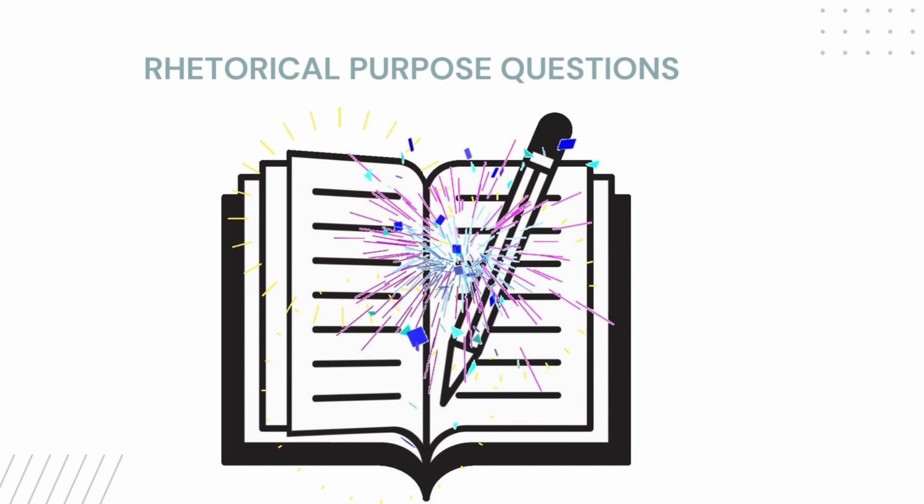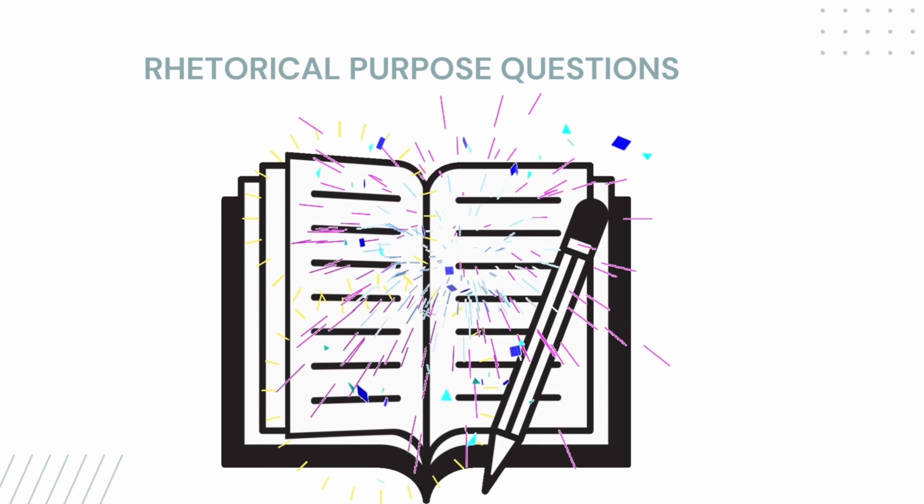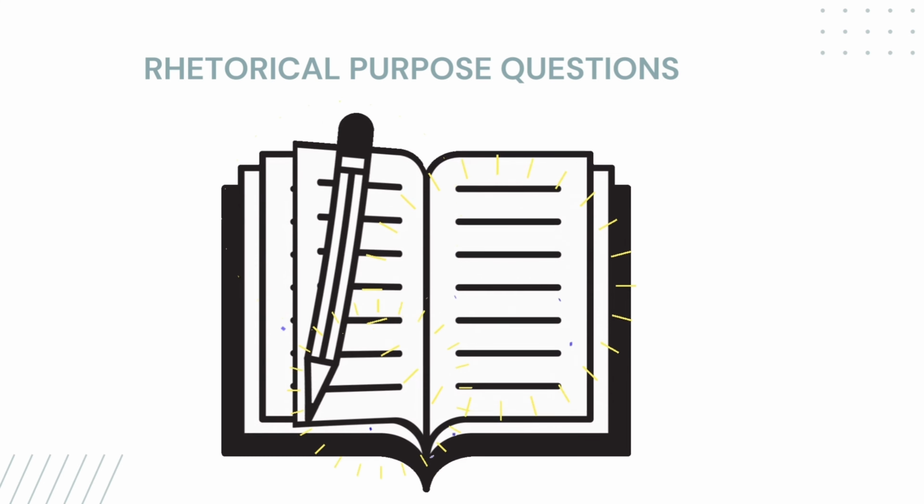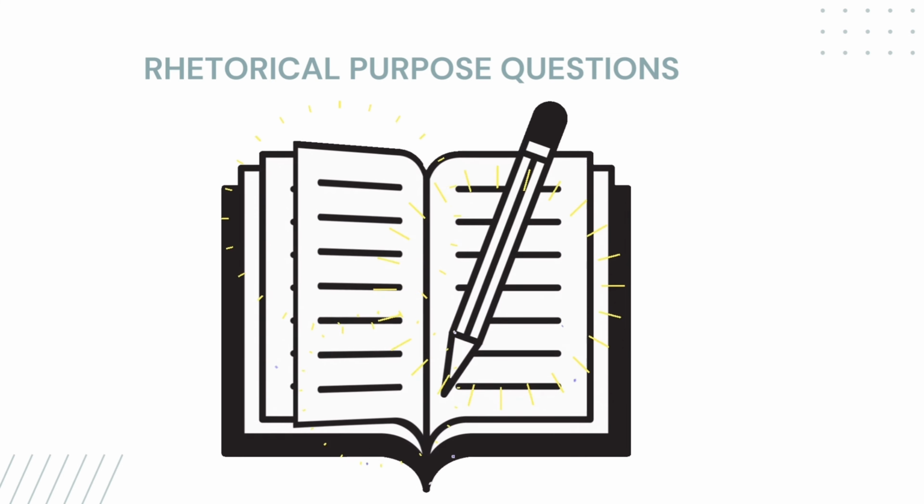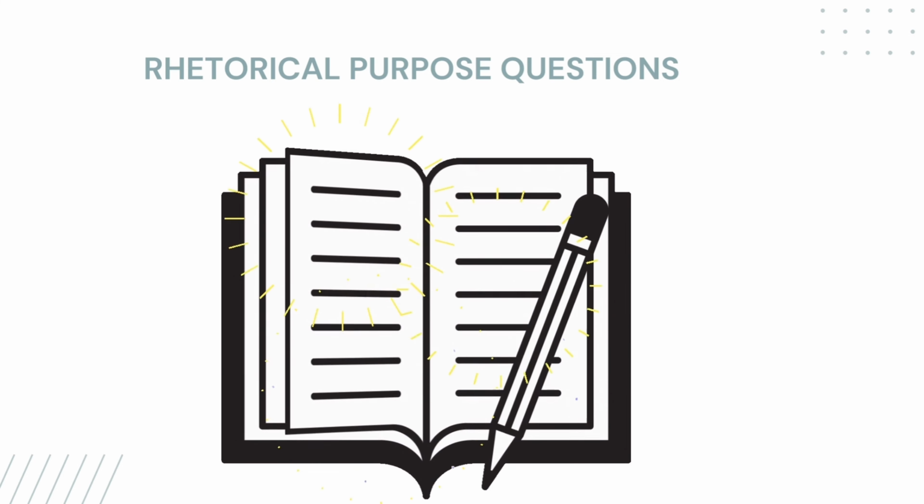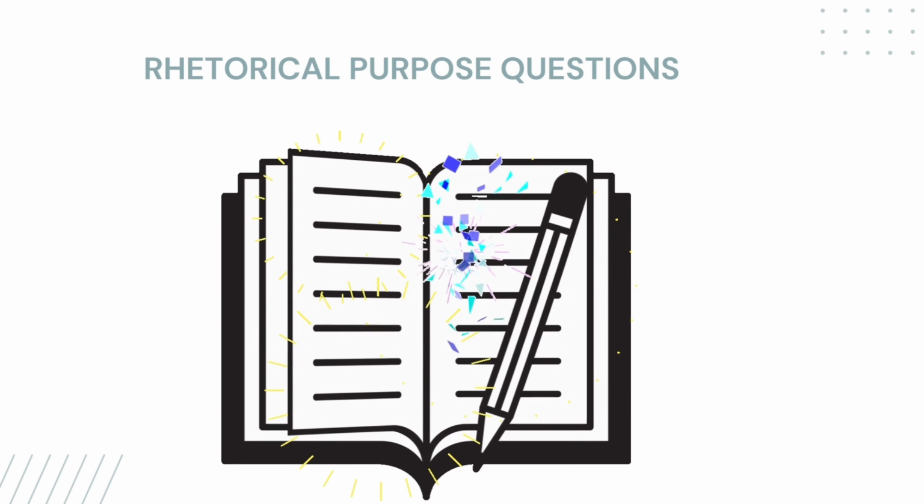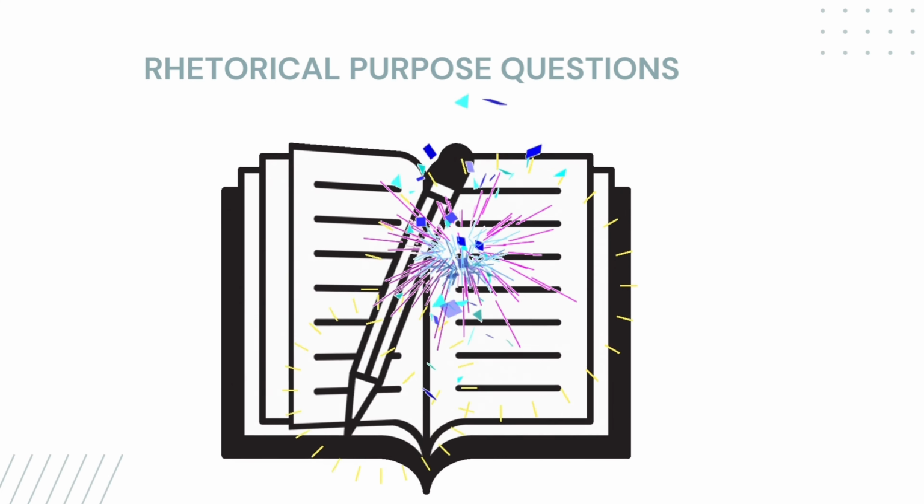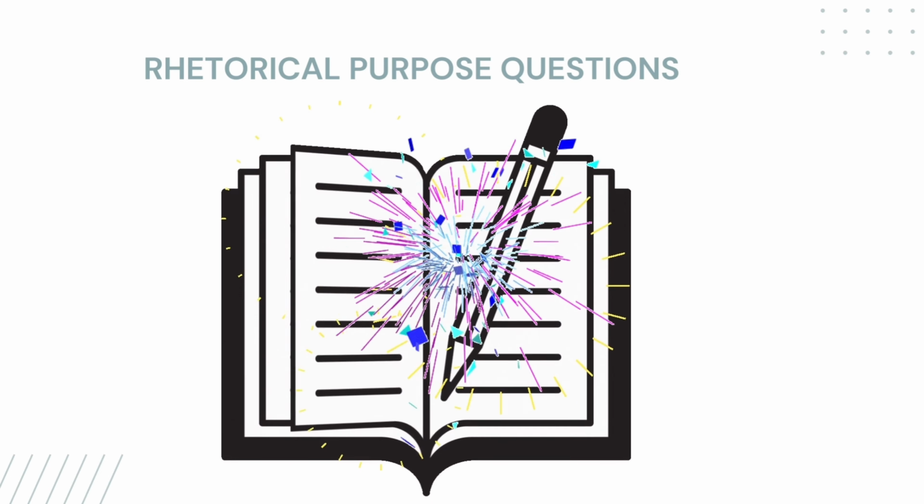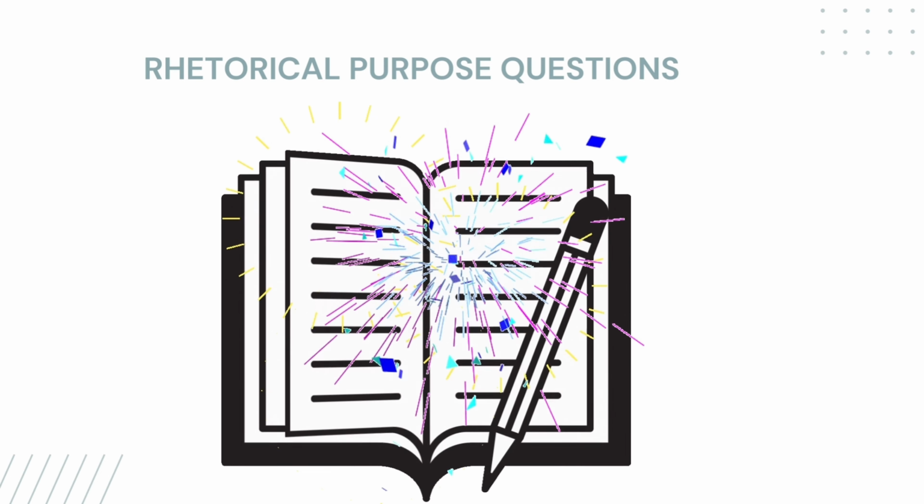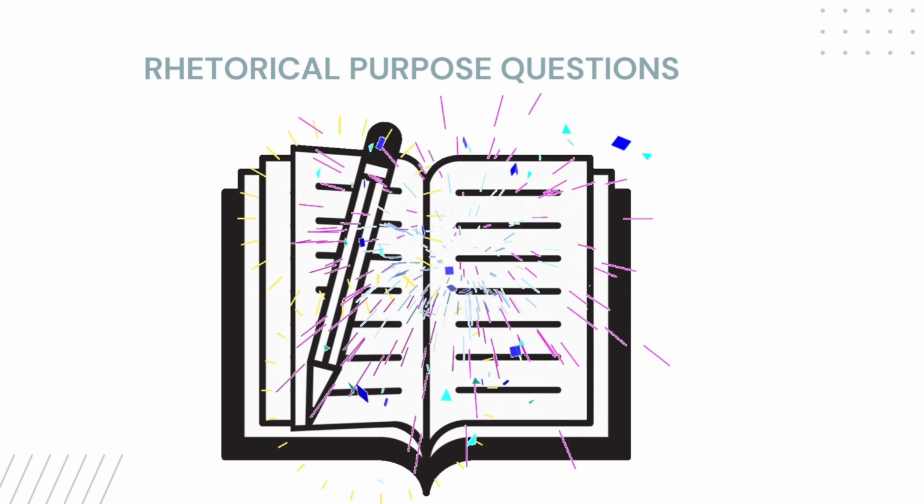Excellent. Now we're moving on to rhetorical purpose questions. Rhetoric is the art of speaking and writing. So these questions ask you, why did the author do this? And you need to understand the author's intention. Why did they do that? Usually it's to create an example, to disagree with another example, to compare things.